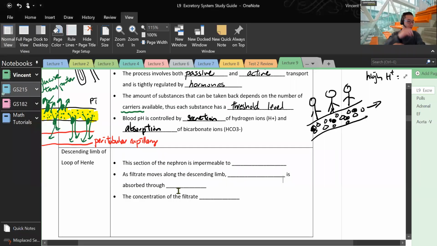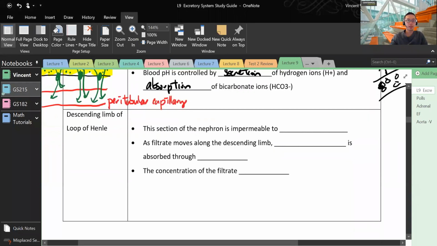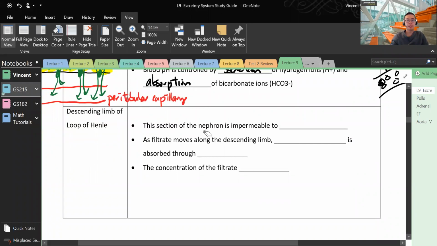Okay, let's keep going. Next, we have the descending limb of the loop of Henle. As the filtrate goes down the descending limb, you will be absorbing water from it. This section of the nephron is impermeable to solutes, impermeable to Na+ and Cl-. As filtrate moves along the descending limb, water is absorbed through osmosis, and the concentration of the filtrate will increase.